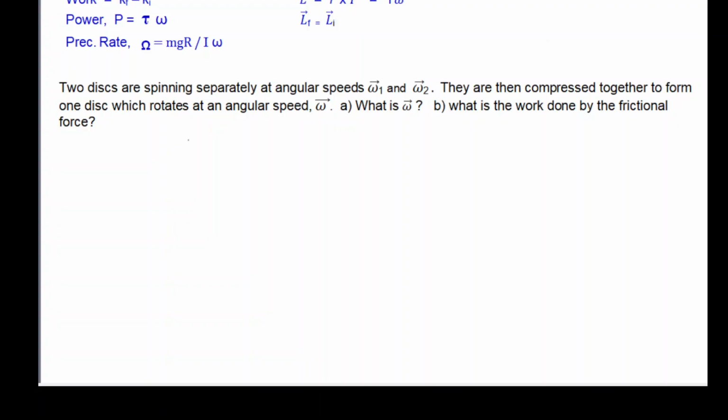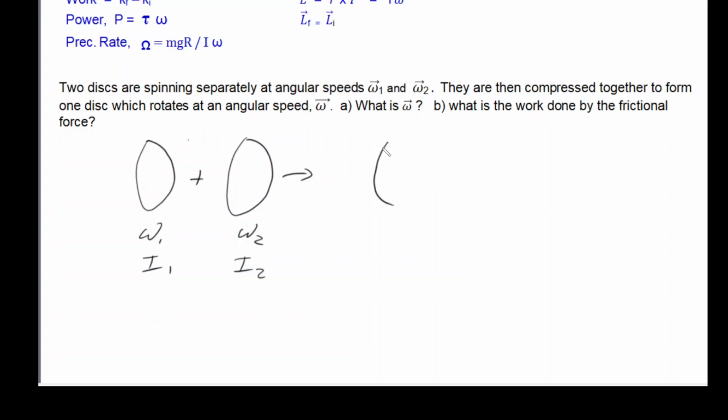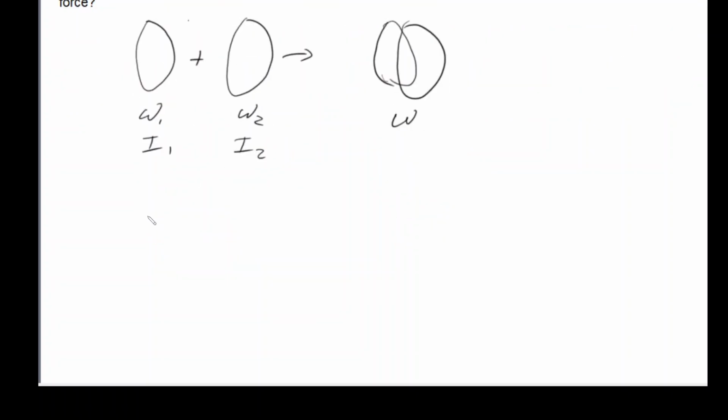So let's diagram the situation. You have two disks, and that's at omega-1, that's at omega-2, and we'll say this has moment of inertia I1 and moment of inertia I2. Okay, and we take them and compress them together so that now they're basically one disk spinning at omega. And so we want to know what that omega is.